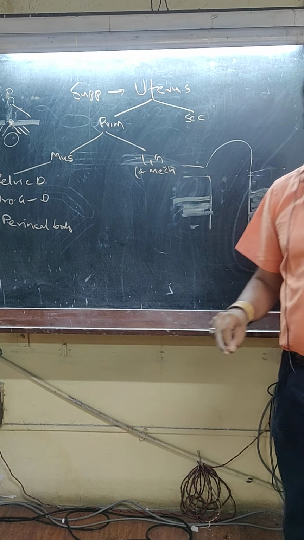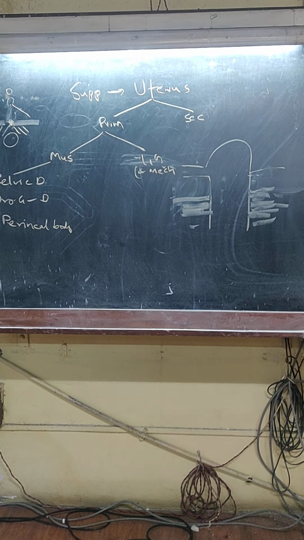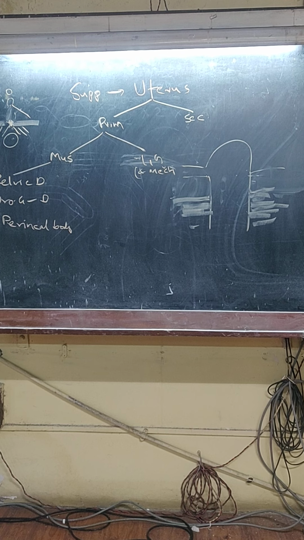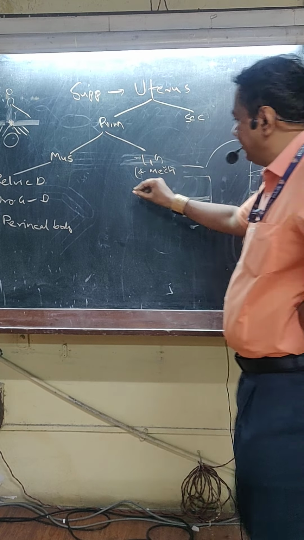Transverse cervical ligament. What is the name of the ligament? Transverse cervical ligament, also called McEnroe's ligament.